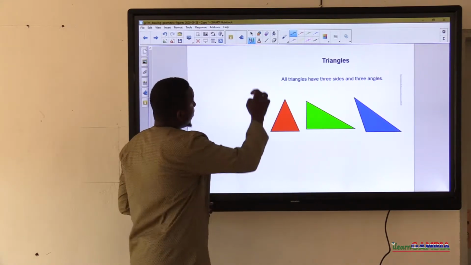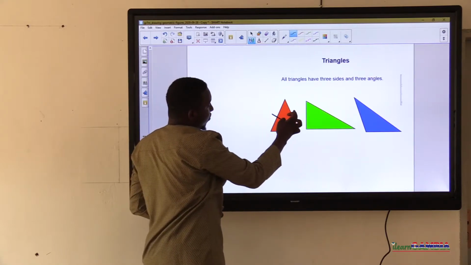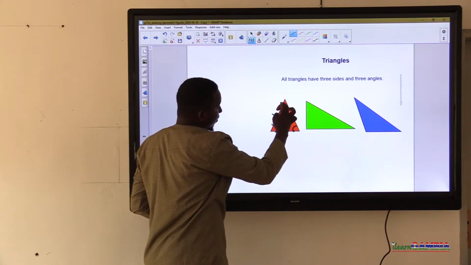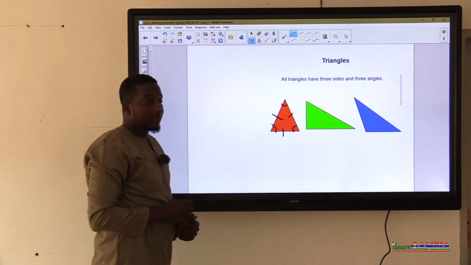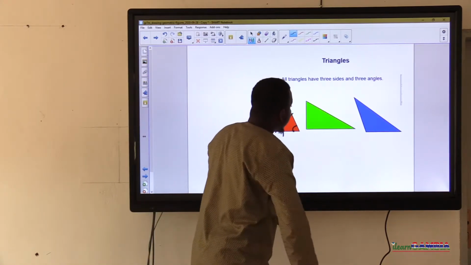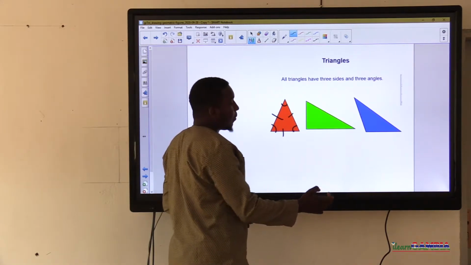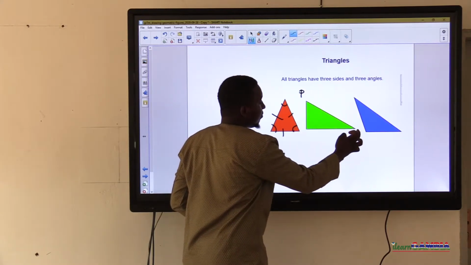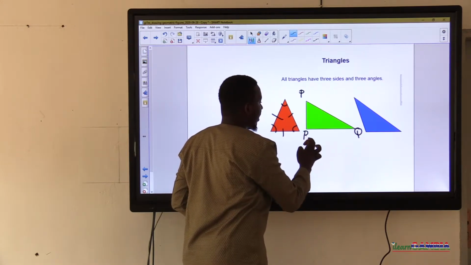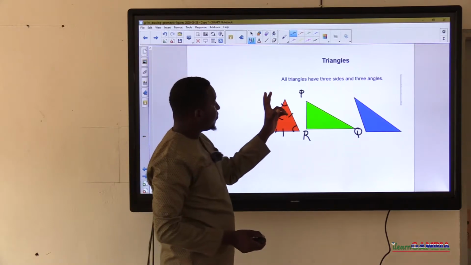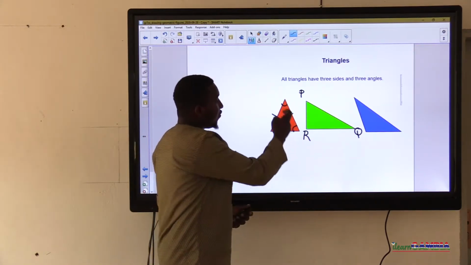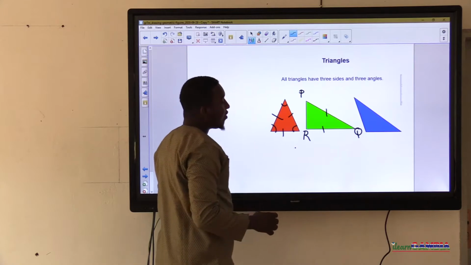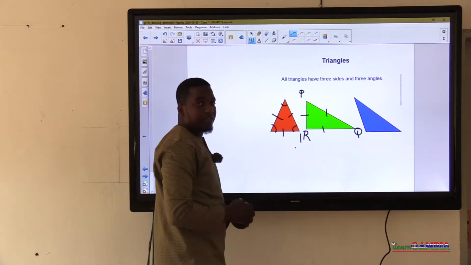As you can see, maybe the way they are structured differ. But looking at the first one, it has 1, 2, 3 sides. And also it has 1, 2, 3 angles. Then the second one also, the one in green, we also have 3 sides here. If we want to label this triangle, let's say the vertices are P, Q, and R. We call it triangle PQR. So from P to Q is one side, from Q to R is another side, and from R to P is another side.